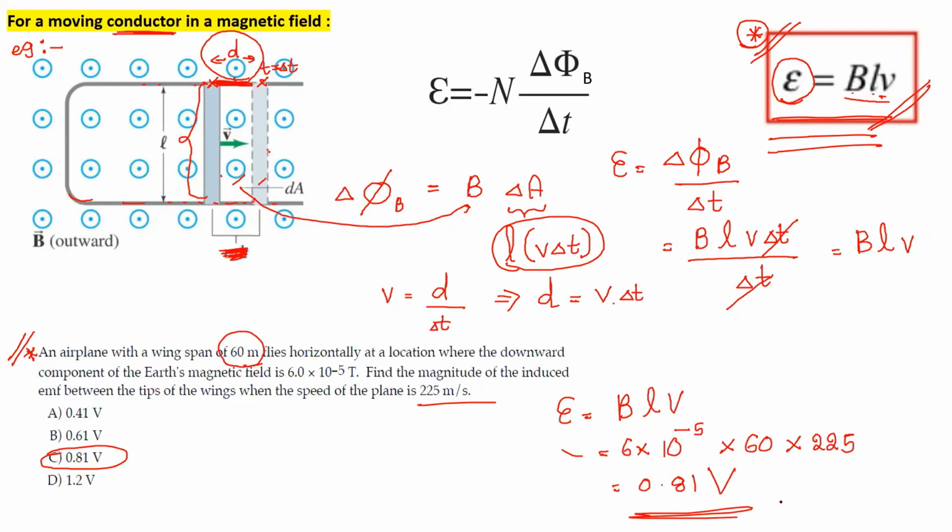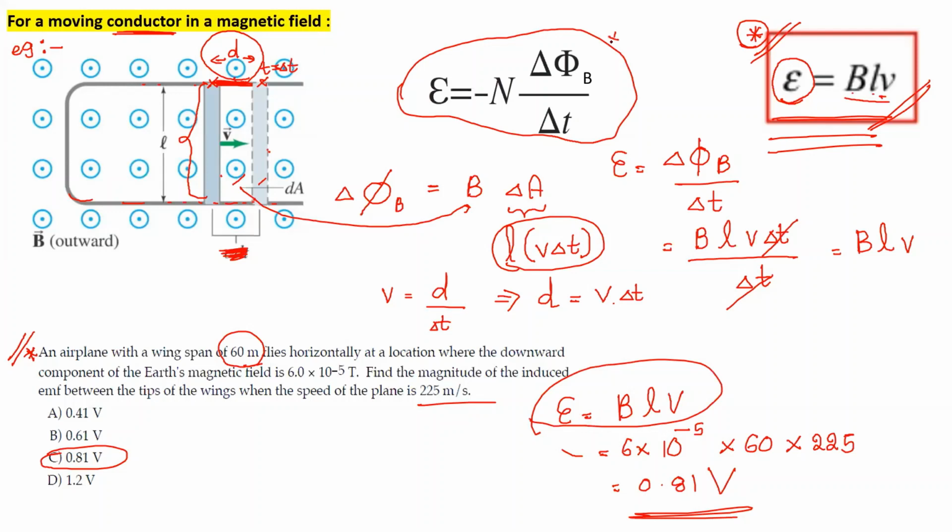Okay, so there are only two types of questions that they can give. One type of question is a loop in a magnetic field, like the previous ones we did, where the magnetic flux through the loop changes. When that happens, you will be directly applying the main equation. And if you see conductors moving in magnetic fields, you will use this equation. Why? Because it is hard to figure out this one.